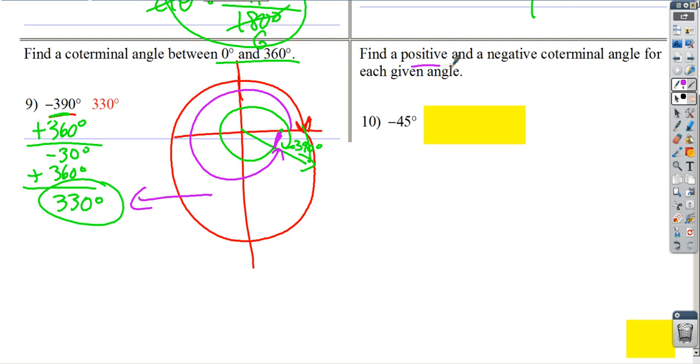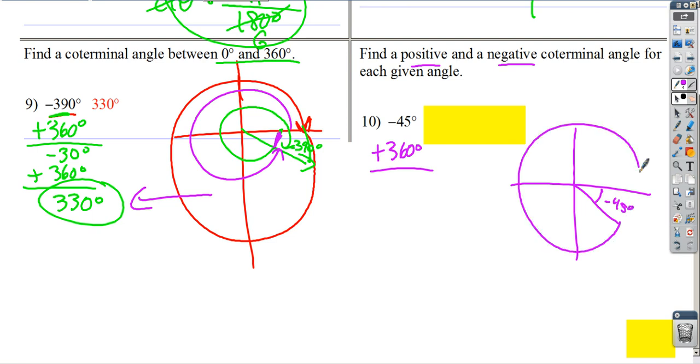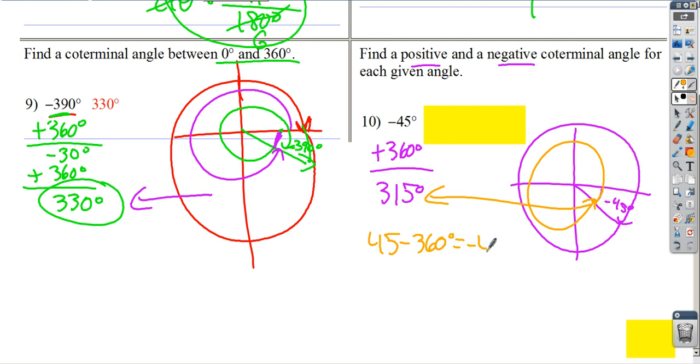Okay, this one says find both types of angles, a positive and a negative. So we can do that by adding 360 to get the positive, because negative 45 is about right here. That's a negative 45. So if you went all the way around, back to where you started, that's like adding 360 and you get 315. Actually, I went the wrong way here. That should have been 315. The orange one is 315. And the other one would be negative 45 minus 360. So I hope those unmatching colors don't confuse you. They're supposed to be opposites. But all we did was add and subtract 360 to get those two angles right there. So 315 and negative 405.